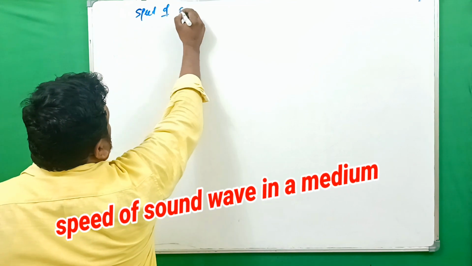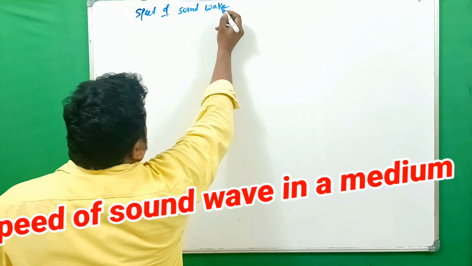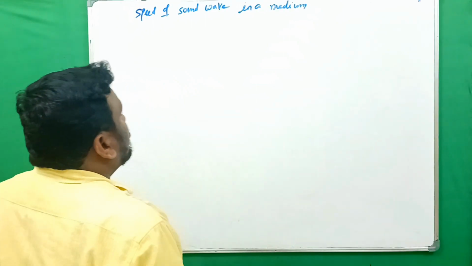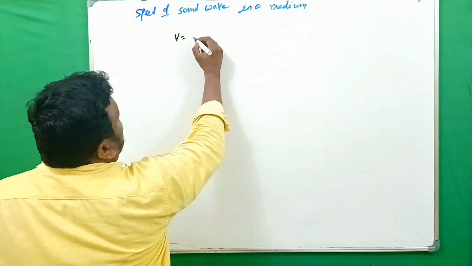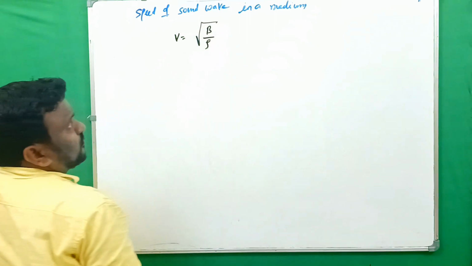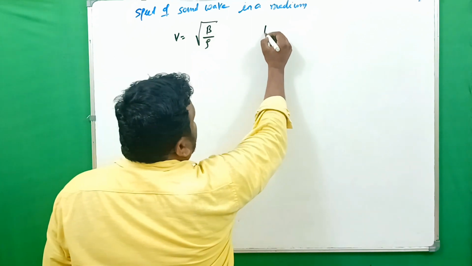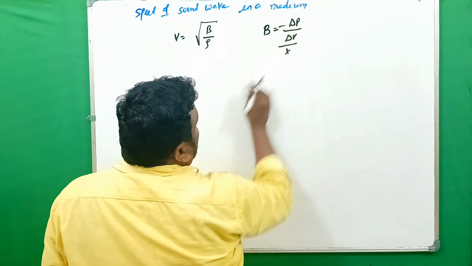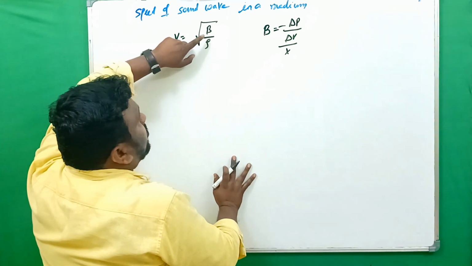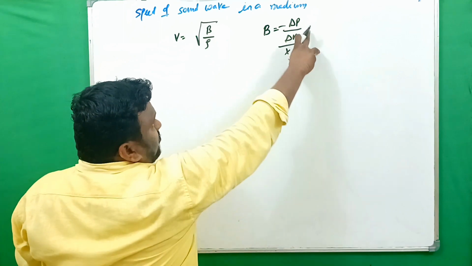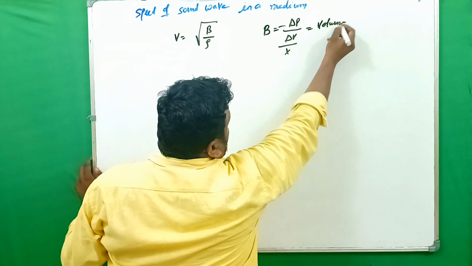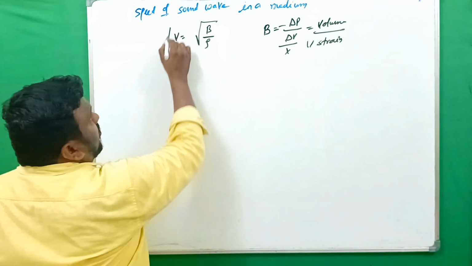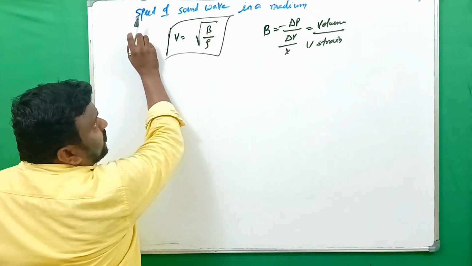The speed of a sound wave in a medium is given by the formula v is equal to the square root of B by rho, where B is the bulk modulus, that is delta P by delta V by V. Bulk modulus is simply volume stress per volume strain. So v is equal to the square root of B by rho, the velocity or speed of a sound wave in a medium.